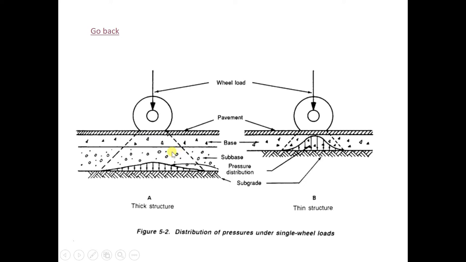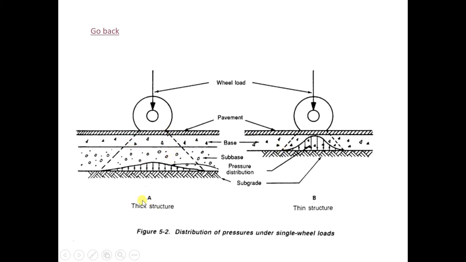The traffic load is not vertically downwards, so it's spread out. That means that the pressure at the contact point is much greater than at the next layer, the base, and then it's spread out further in the sub-base, and then even more in the subgrade. Okay, so you can see the two layers.